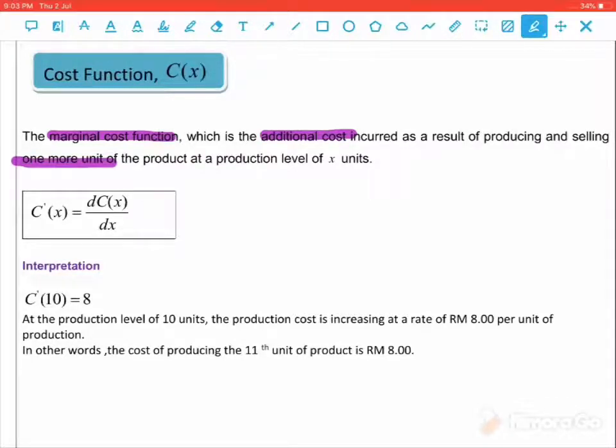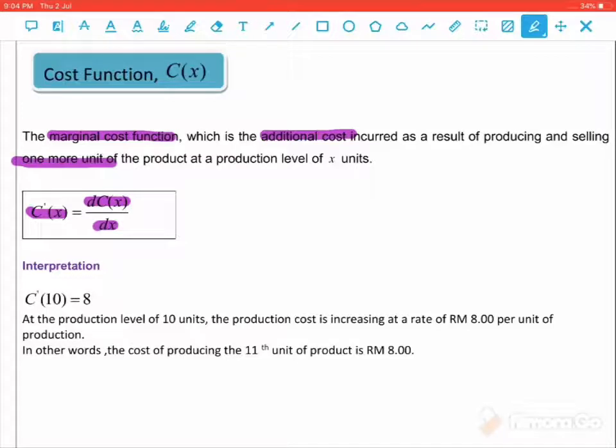The marginal cost function actually is the first derivative of the total cost function. We can write it as C prime (x) is equal to differentiating the cost function with respect to x. So C prime (x) is equal to differentiating the cost function with respect to x.